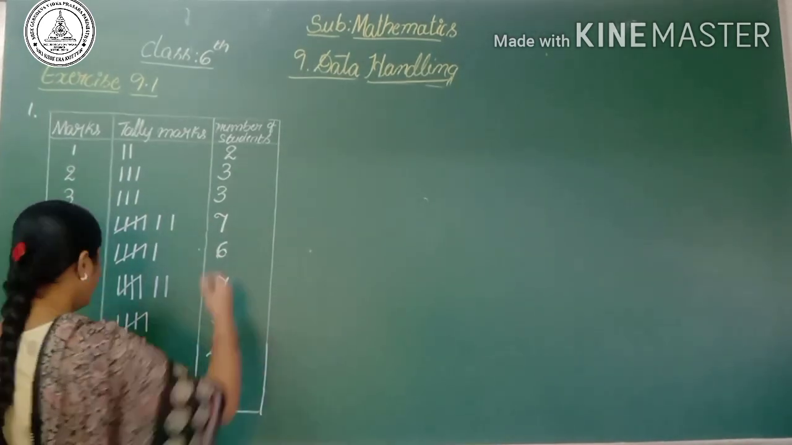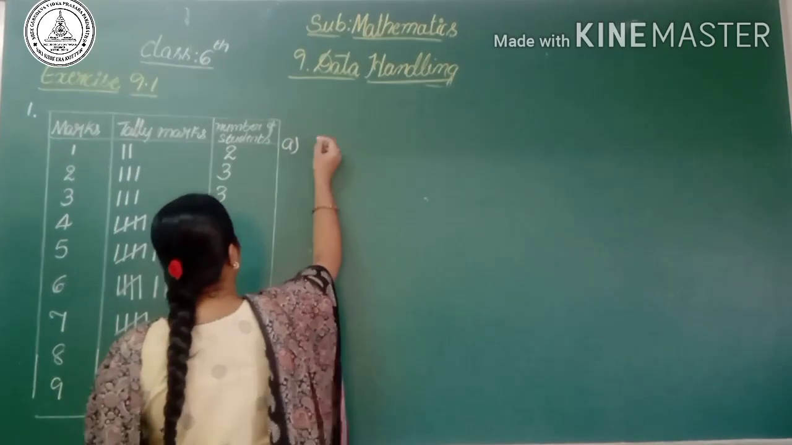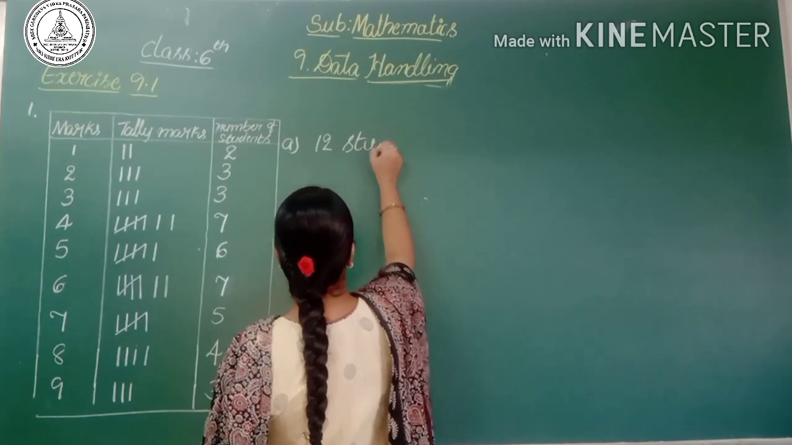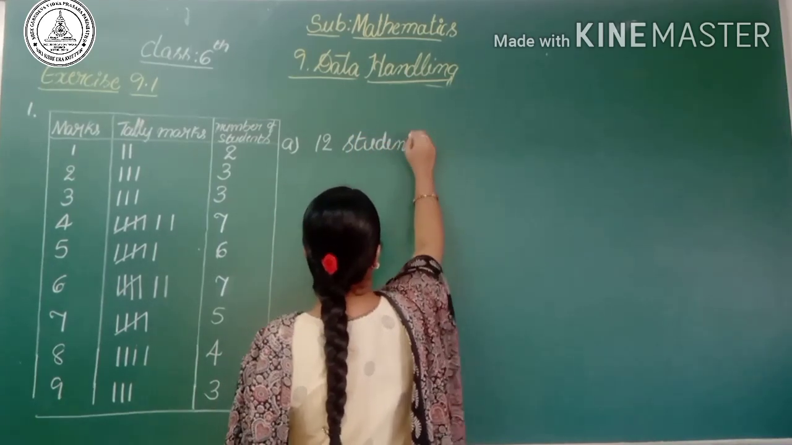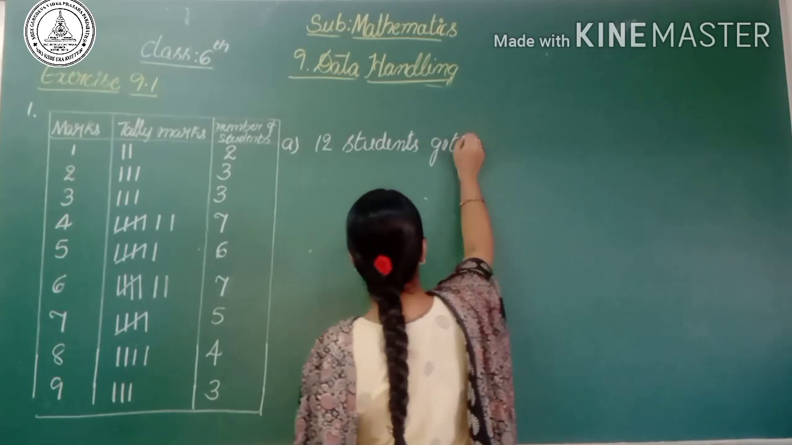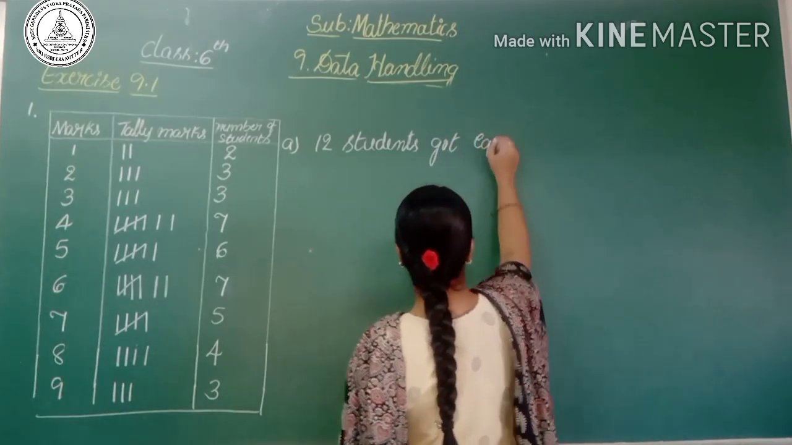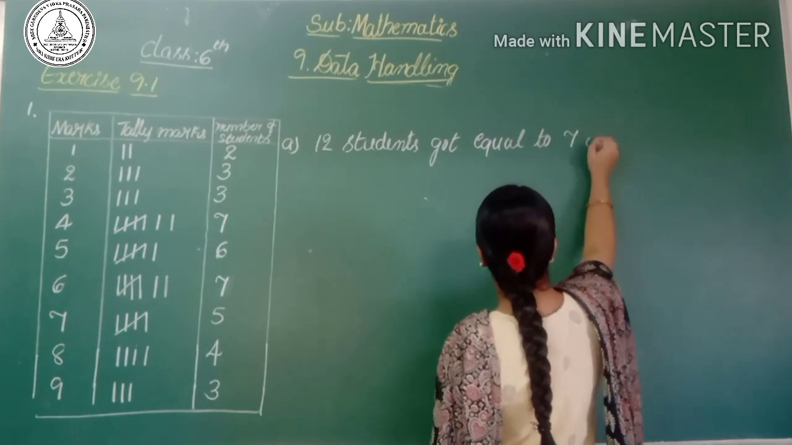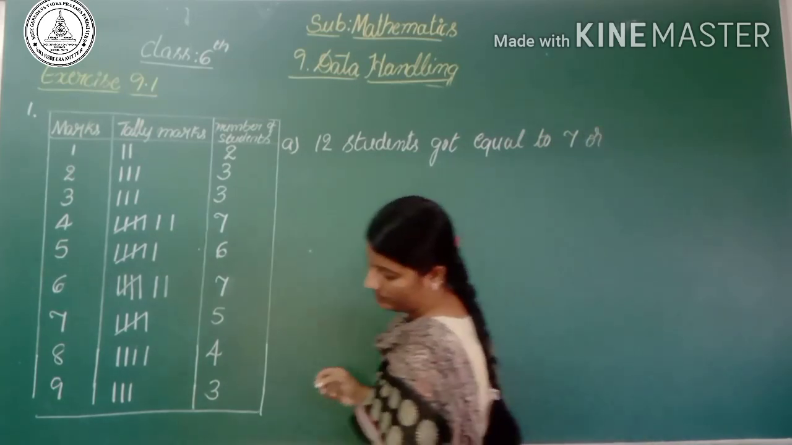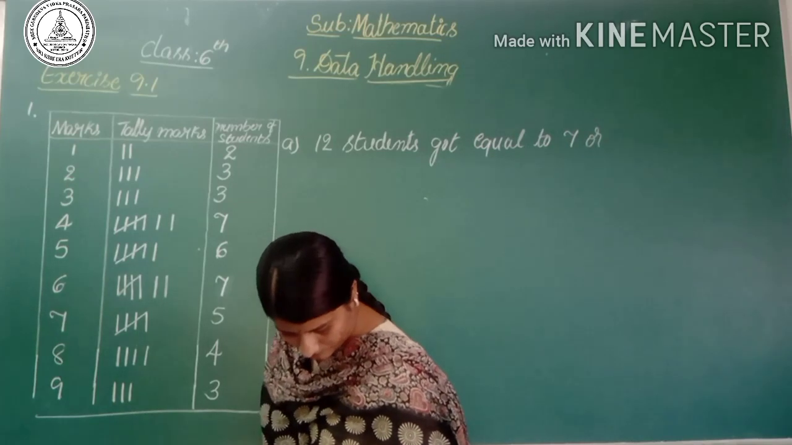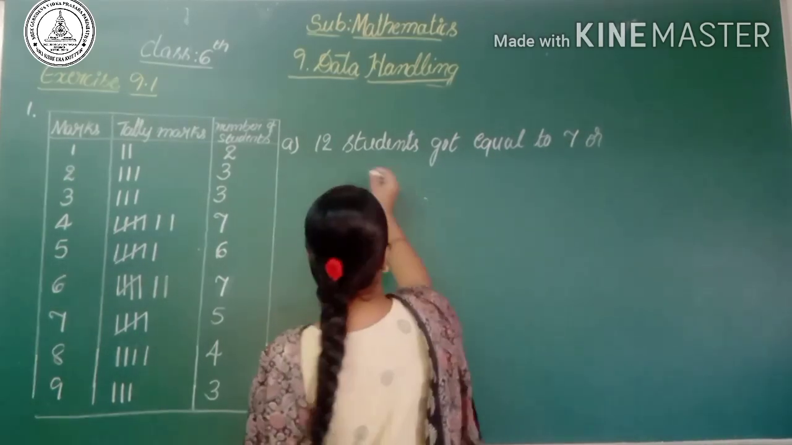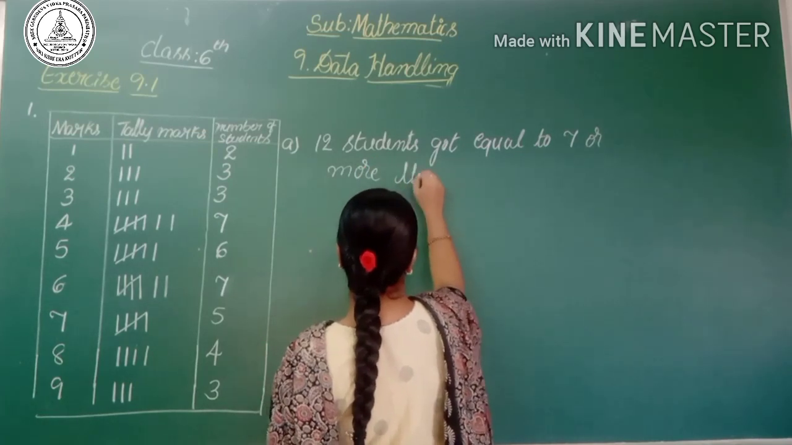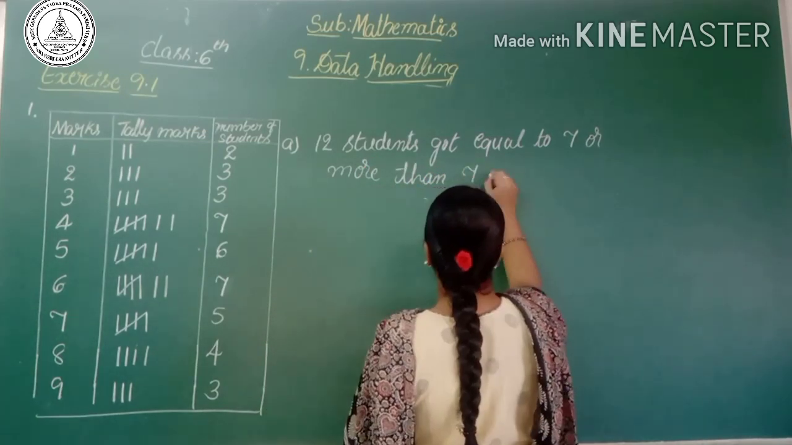Okay. Let's write down here A1 answer. 12 students got equal to 7 or more than 7 marks.